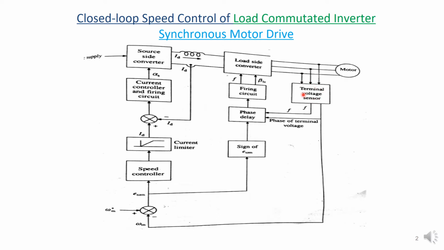and we have a terminal voltage sensor here. This voltage sensor can sense the frequency of the motor by measuring the terminal voltage, and also the speed of the motor. And you can see here, this frequency and the phase of the terminal voltage is given to the phase delay circuit. The phase delay circuit shifts the reference pulses suitably to obtain control at a constant commutation lead angle BLC. So here you can see this is the BLC, the commutation lead angle.